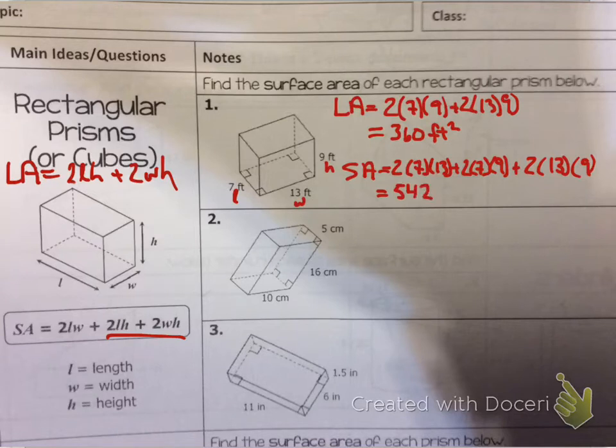Now, again, keep in mind that lateral surface area goes around the edges, while the total surface area is like the whole thing. It's like the whole box. But let's say there was some type of label that went around, that would be the lateral surface area. Okay, let me do one more.